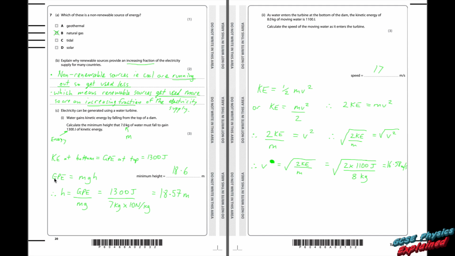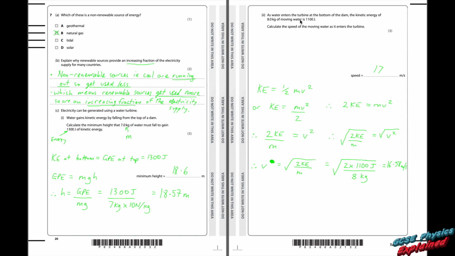Now, the equation for gravitational potential energy is mass times gravity times height. You're supposed to know that the gravitational field strength on Earth is 10 newtons per kilogram. So we've got gravity, we've got the mass, we've got the gravitational potential energy. Let's rearrange the equation to find the height. So I've rearranged the equation here, put the numbers in, answer comes out as 18.57.